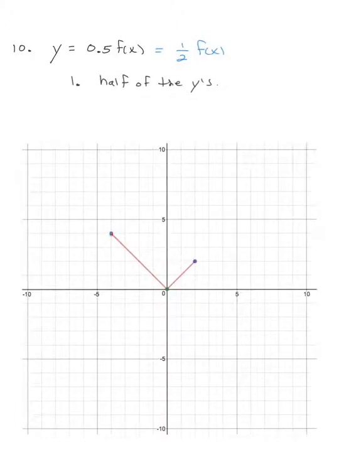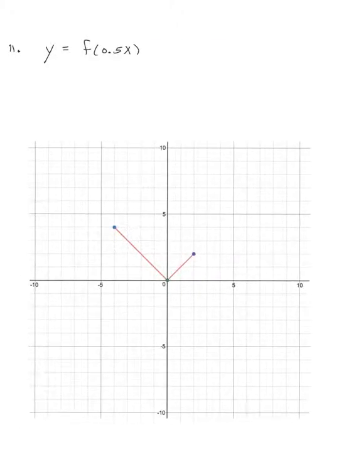So if I look at this point, the y value is 4. If I take half of it or multiply it by 0.5, it goes to 2. Half of a y value of 0 is 0. And half of this value, which is at 2, goes to 1. This is my graph.